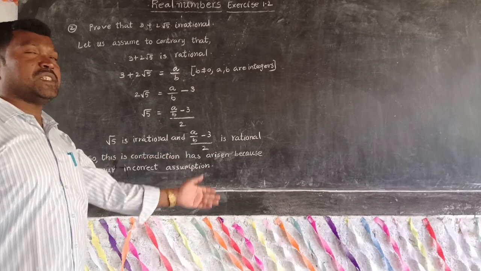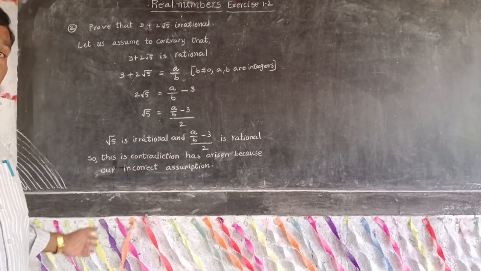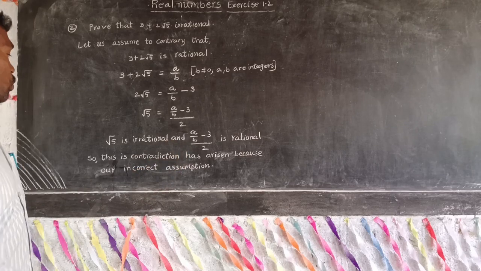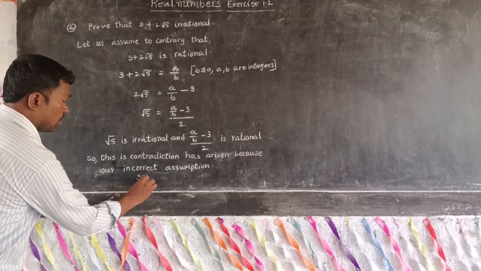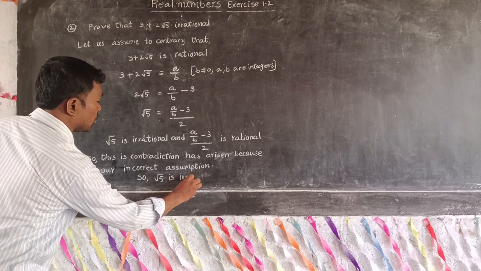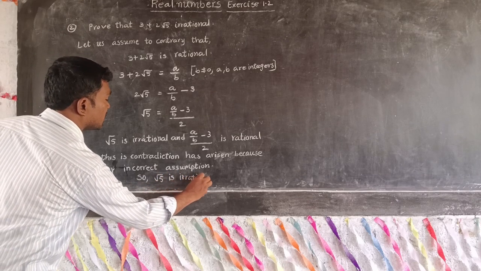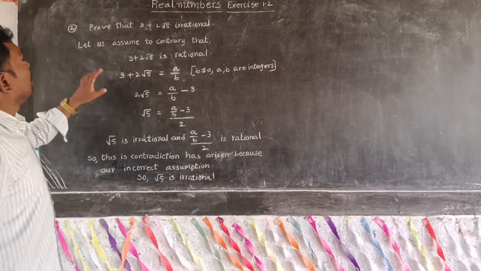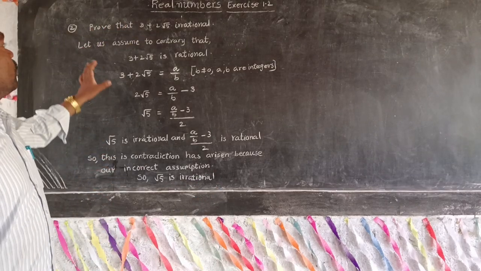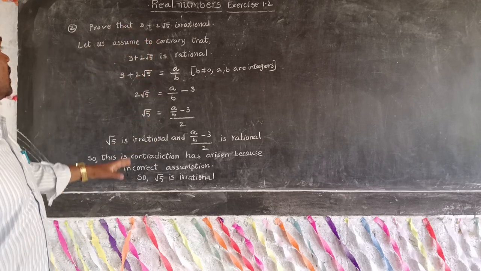So this contradiction has arisen because of our incorrect assumption. So root 5 is irrational. Okay now, given number 3 plus 2 root 5. Prove that 3 plus 2 root 5 is irrational.